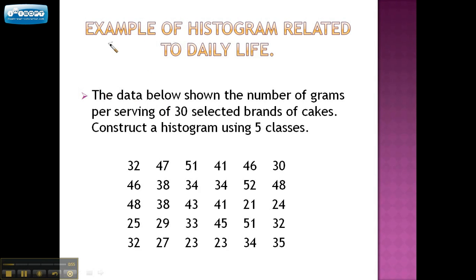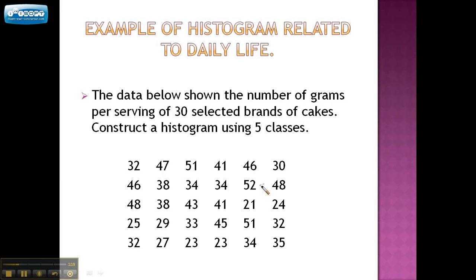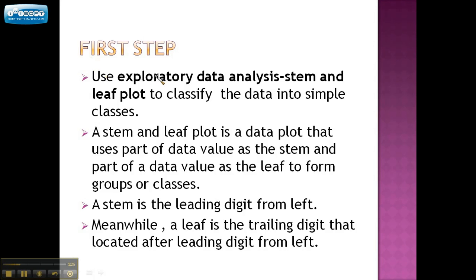By this question, we can see how a histogram is related to our daily life. The data below show the number of grams per serving of 13 selected brands of cakes. Construct a histogram using 5 classes. You can see that this is the data, the distribution of data, and we have to find a solution to solve it. First step, use exploratory data analysis, a stem and leaf plot, to classify the data into simple classes, and this will help us to easily classify the data.